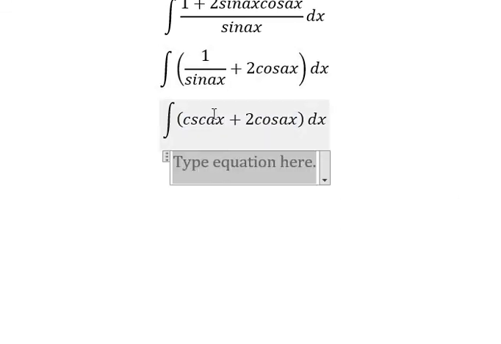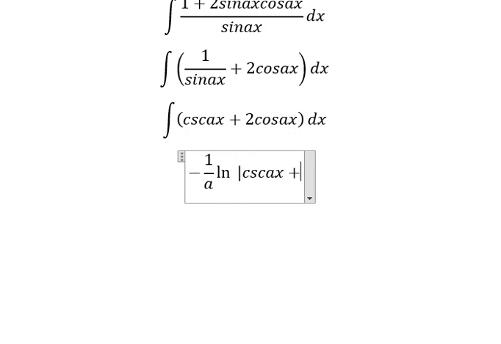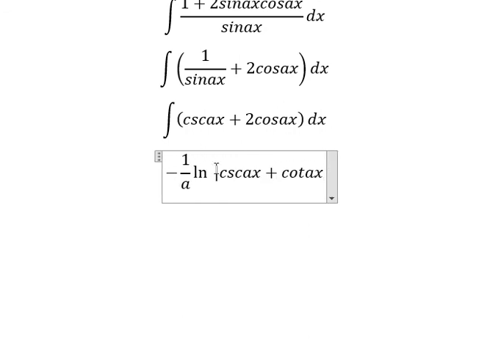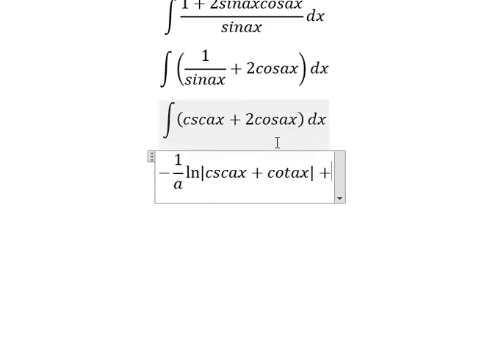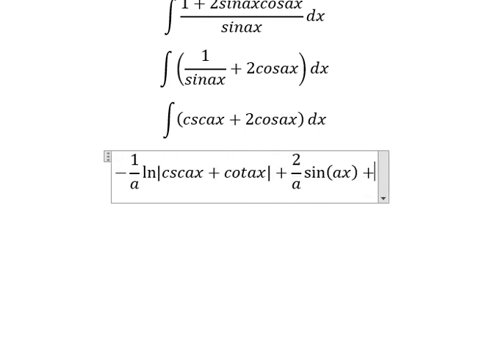The integration of cosecant of ax, you get negative 1 over a times ln of the absolute value of cosecant of ax plus cotangent ax. This one we will have plus 2 over a sine ax, and we put plus c.